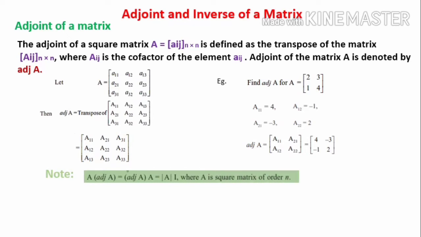Please note the following points. A into adj A is equal to adj A into A is equal to determinant A into I, where A is a square matrix of order n.